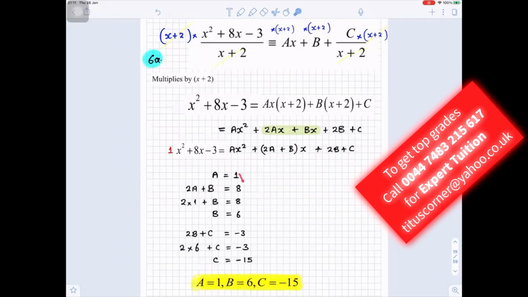So from there, we got a is 1. Substituting a is 1 in there, 2 times 1 plus b equals 8. That gives b is 6. And 2b plus c is minus 3. We know b is 6, so we substitute 6 in there, and that will give c to be minus 15. So your three numbers are a is 1, b is 6, and c is minus 15.